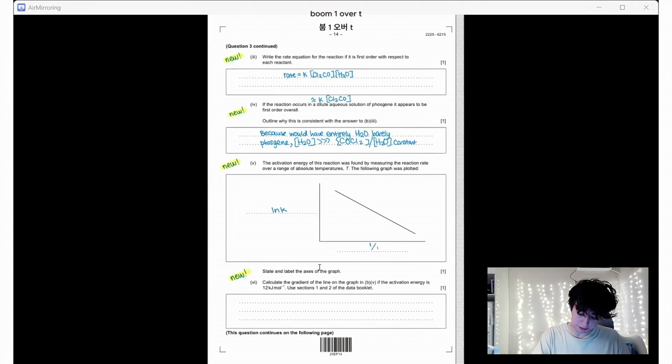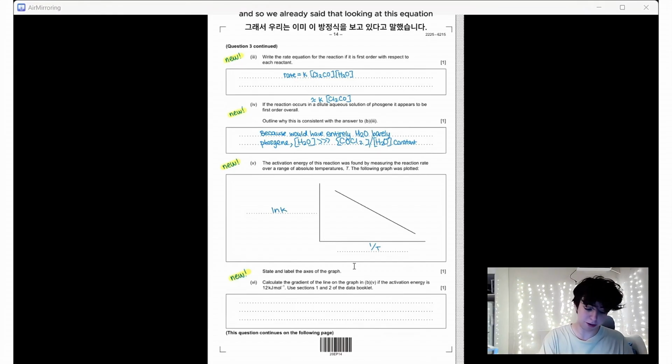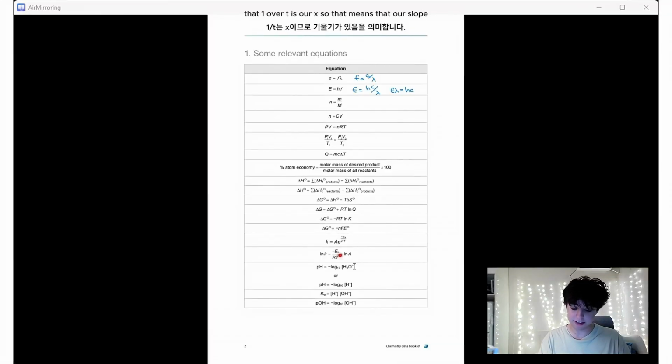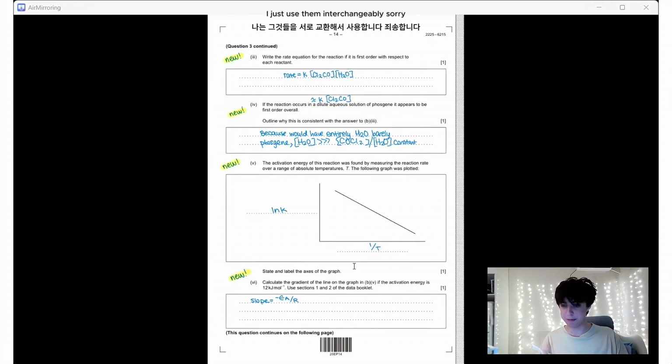Boom. 1 over T. And then for part 6, it says to calculate the gradient of the line on the graph if the activation energy is 12 kilojoules per mole. We already said that looking at this equation, 1 over T is our x. So that means our slope, our m, would be negative Ea over R. So our slope is going to be equal to negative Ea over R. Gradient, slope, same thing. I just use them interchangeably, sorry. It gives us our activation energy, which is 12.